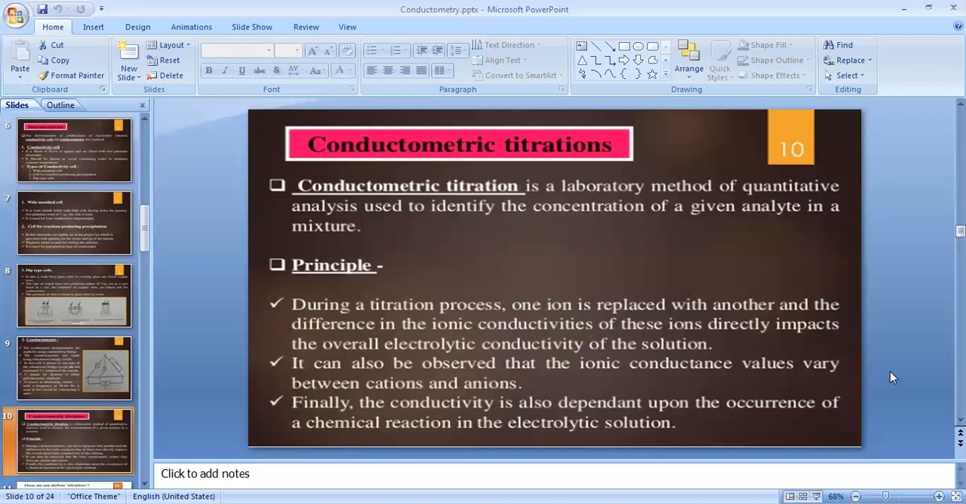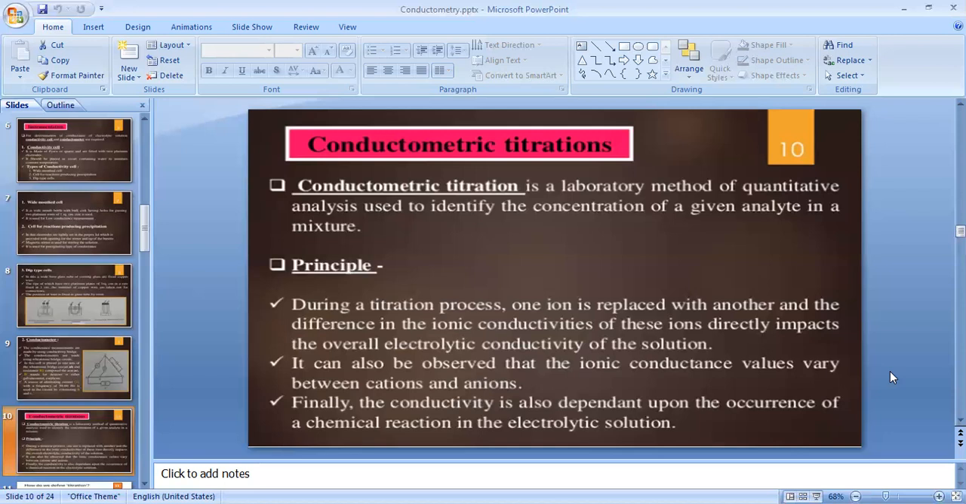Finally, the conductivity is also dependent upon the occurrence of a chemical reaction in the electrolytic solution. So conductometric titration mainly depends upon the concentration of the analyte, that is, in what concentration it is present, and the nature of the analyte, that is, whether it is stronger or weaker in nature. So this is the principle of conductometric titration.